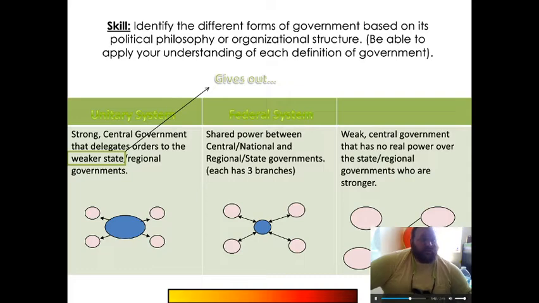This typically works in smaller countries. The United Kingdom is definitely a unitary system of government. The central government makes all the decisions. The states have little to no power.